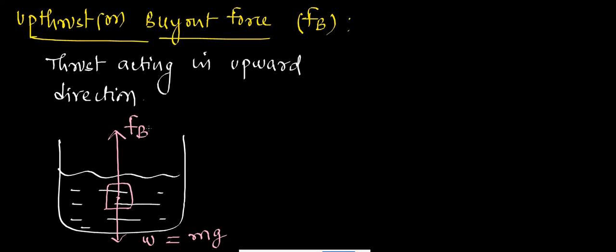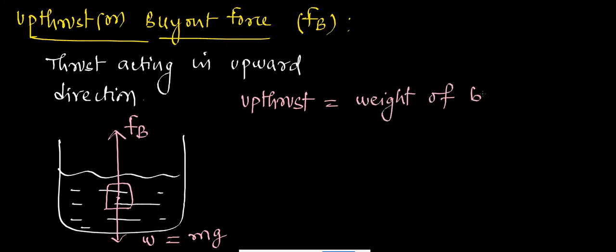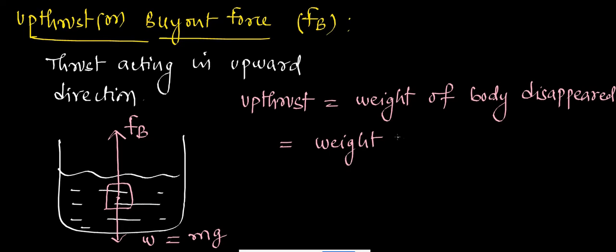So this upthrust is equal to what? The weight of the body that disappeared. Like outside some weight was there, inside the weight is less, so the amount of weight of the body that disappeared is the upthrust. And this is also equal to what? The weight of the fluid displaced by the body.